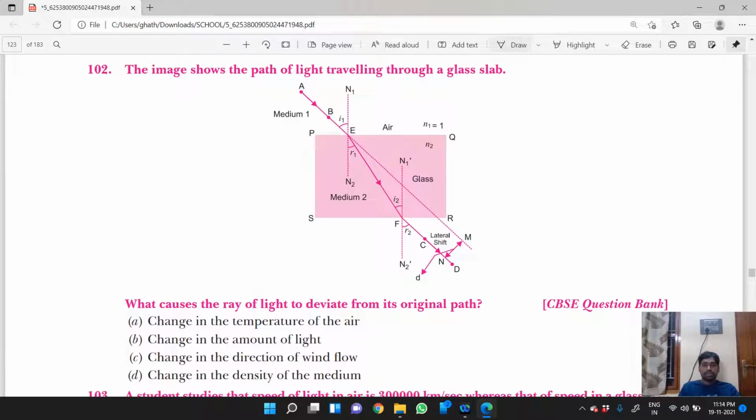Next, question 102. The image shows the path of light traveling through a glass slab. In what case do the rays of light deviate from their original path? The options are change in the temperature of the air, change in the amount of light, change in the direction of the wind, and change in the density of the medium. Yes, this is the answer. When the optical density changes, the speed changes, and then it changes its direction.